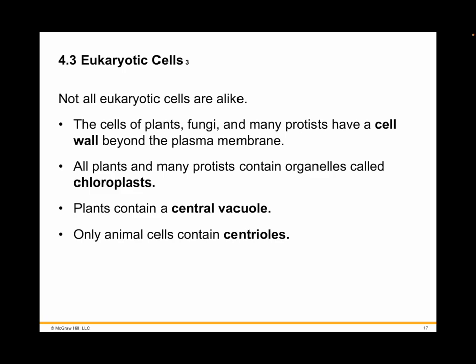All plants and many kinds of protists have chloroplasts within which photosynthesis occurs. No animal or fungal cells contain chloroplasts. Plant cells also contain a large central vacuole. It stores water, and plasmodesmata, which are openings in the cell wall that create cytoplasmic connections between cells. And then centrioles. We'll get to those later, but they are found in animal cells, however not in plant cells or fungal cells.